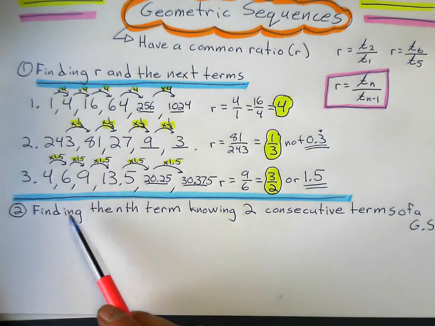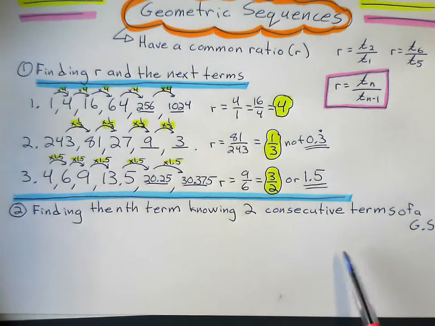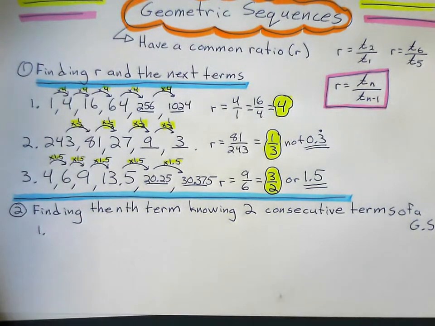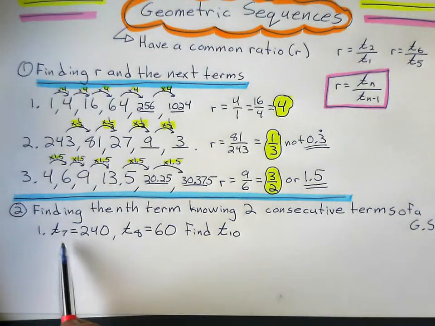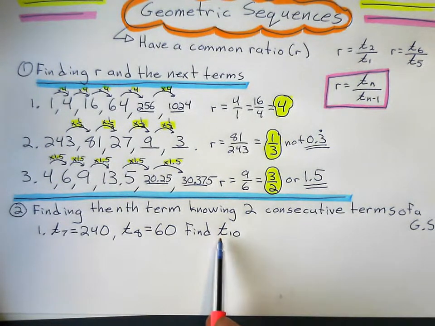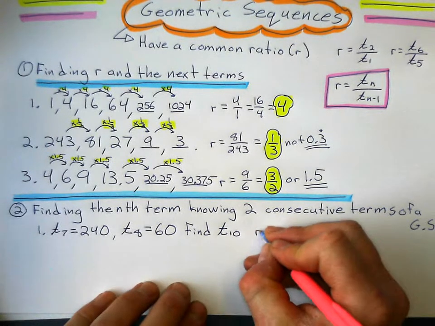So, moving on, let's do finding some term when we know two consecutive terms of that geometric sequence. So, for example, if I say in a geometric sequence, the 7th term is 240. The next term is 60. Find the 10th term. You go, okay, well, what'll help is to find the common ratio, because that's what it's going up by each time. I say up, but it doesn't always have to be increasing. So I probably shouldn't say up.